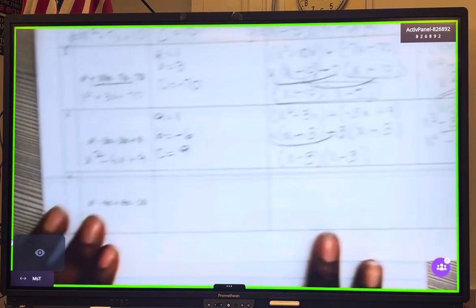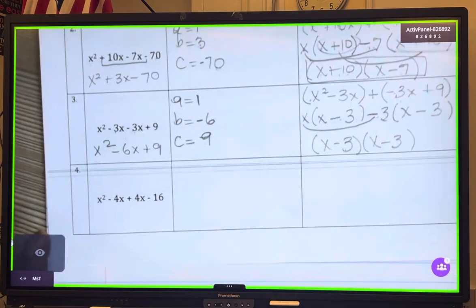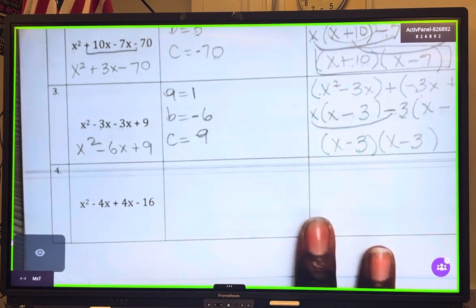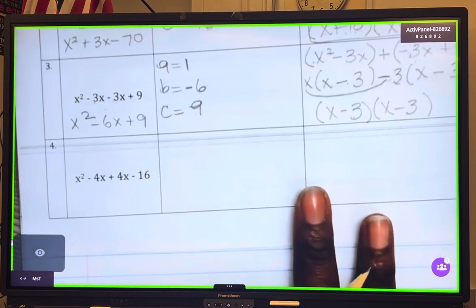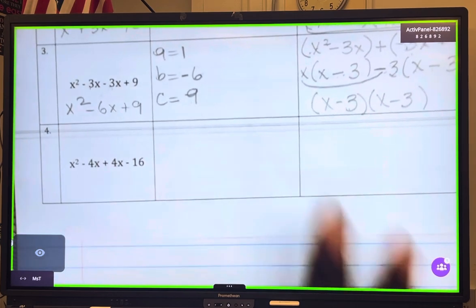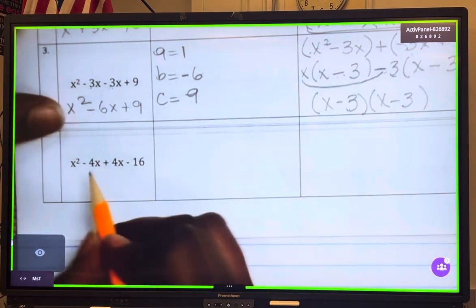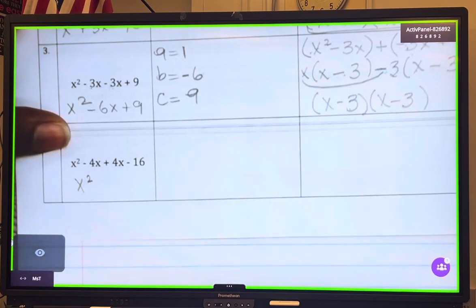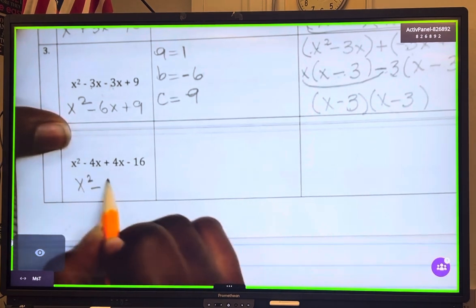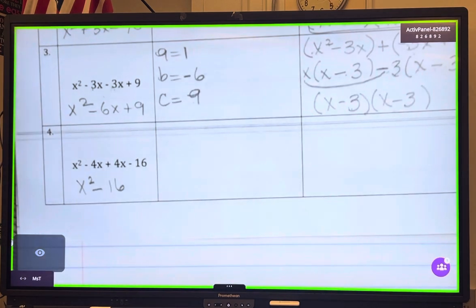All right, let's go here. X squared minus 4x plus 4x minus 16. Uh-oh. That should send off some signs, some bells. They're going to cancel. Why are they going to cancel? Because you got negative 4x and a positive 4x. So help me rewrite this. X squared minus 16. That's it.